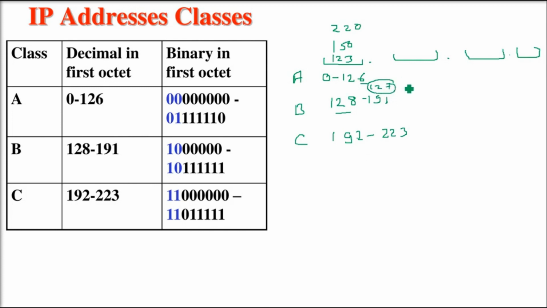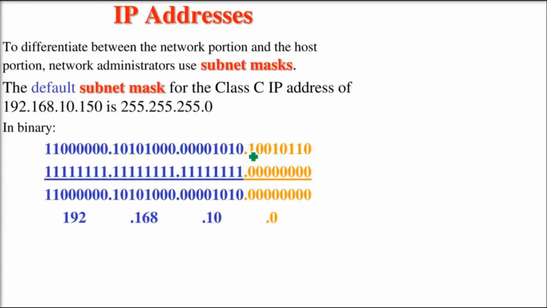Where is 127? This is reserved for loopback. The class D addresses are used for multicasting, for group emailing and group broadcasting, and a few IP addresses are reserved. This 127.0.0, all of this is for loopback. And class E IP addresses are used for military purposes. That is why we are not discussing D and E. We are talking about A, B, C.